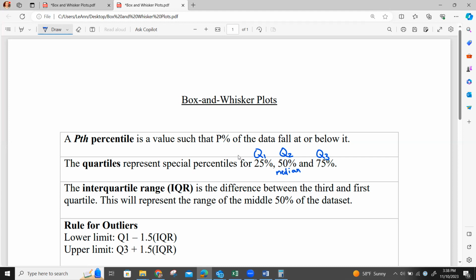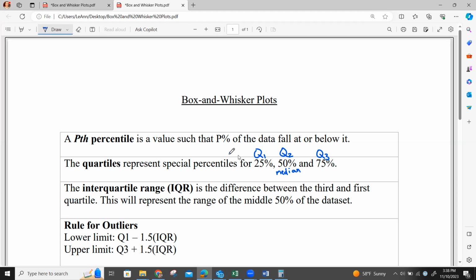Now, the interquartile range, called the IQR, is the difference between the third quartile, the 75th percentile, and the first quartile, which is the mark where 25% of our data would be below us. What that represents is the middle 50% of our data set.